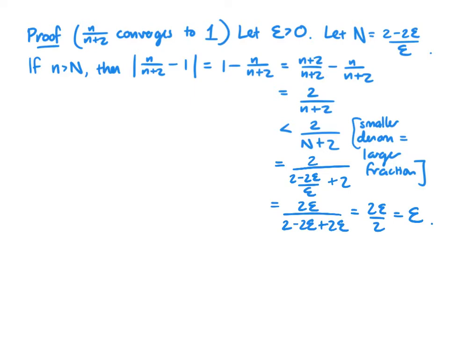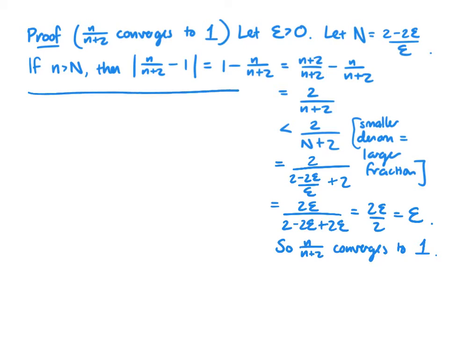So this is saying no matter what epsilon you give me, no matter how close you tell me we have to get to 1, I can tell you how far to go out in the sequence to get that amount of closeness. Oh yeah, so we're done. So n over n plus 2 converges to the limit 1. We're done.